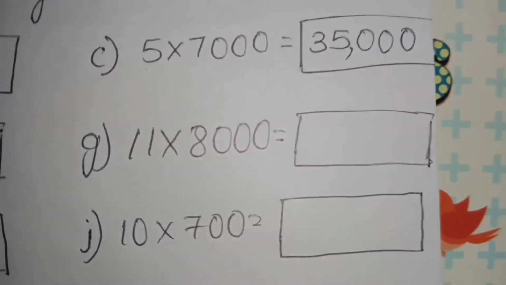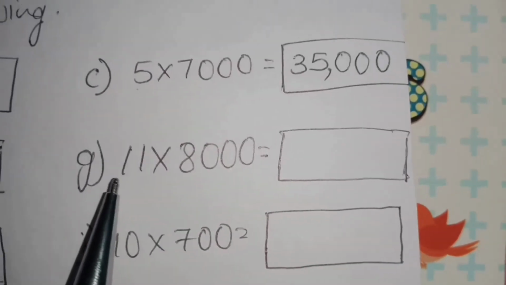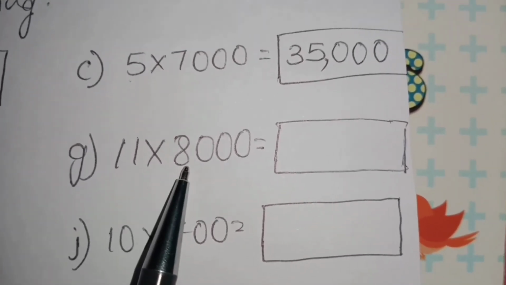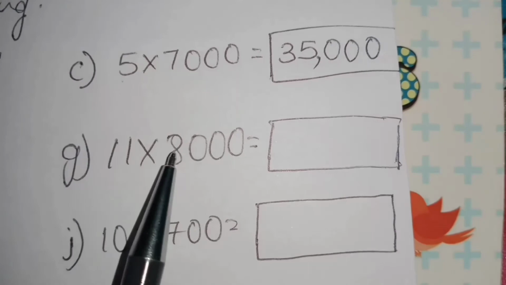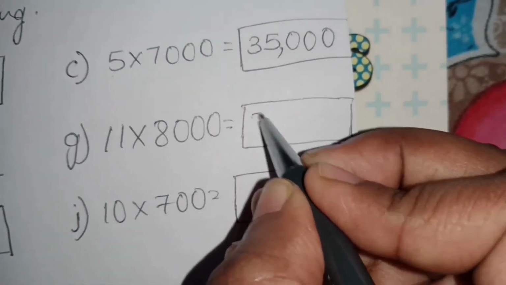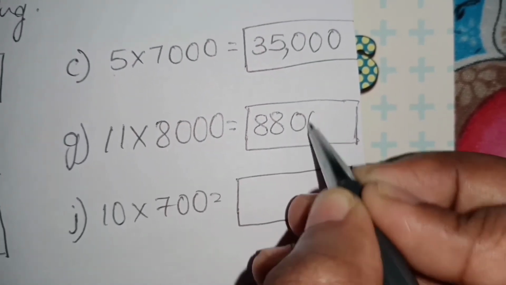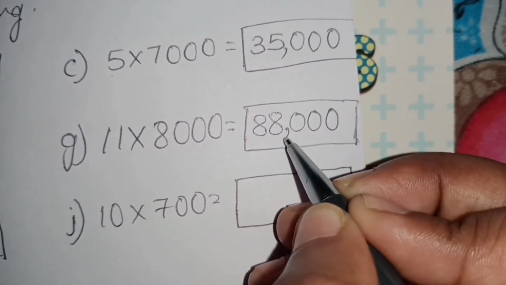Now let's do number G. 11 into 8,000. So we will first read 11 8 ja how much? Then we will add these three zeros. So 11 8 ja how much? It is 88. And then we will add these three zeros, 1 2 3. Put the comma after 3.